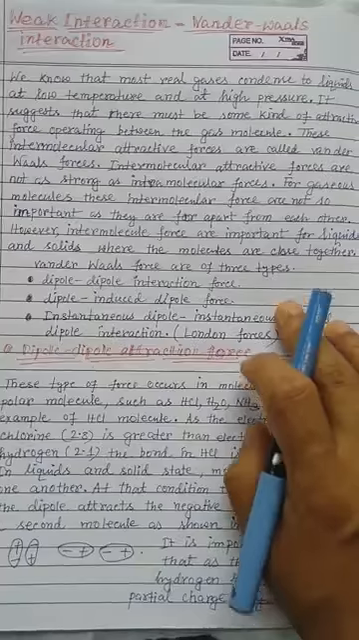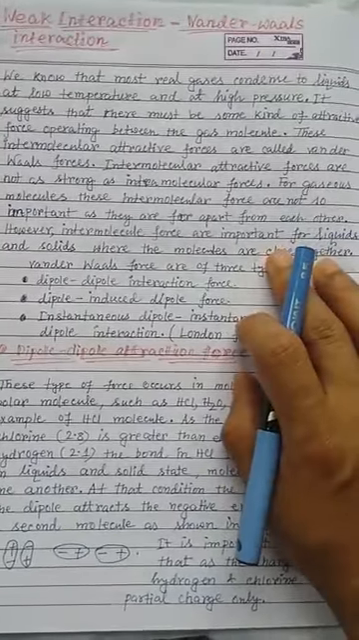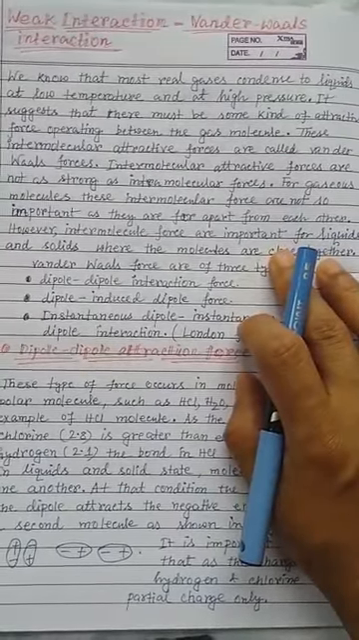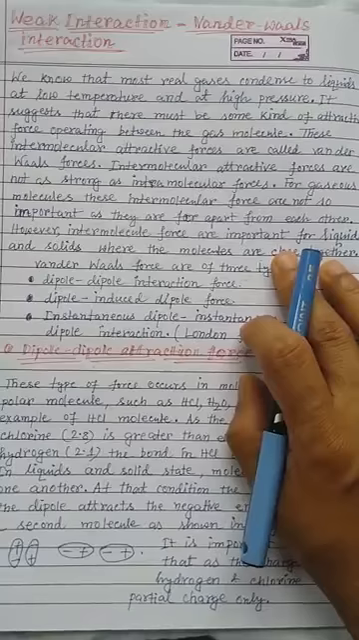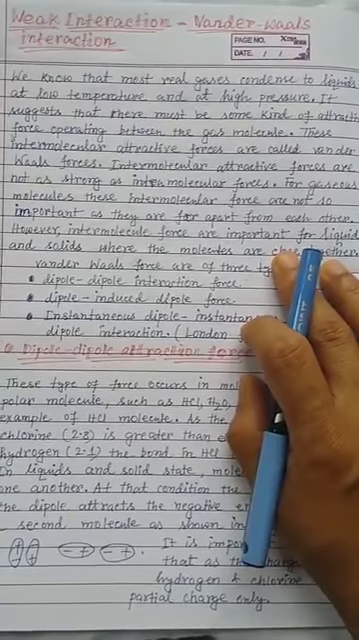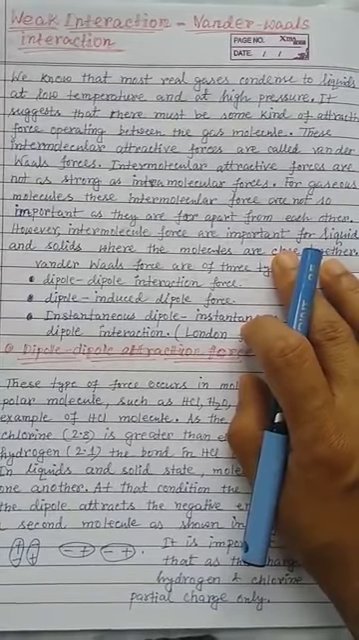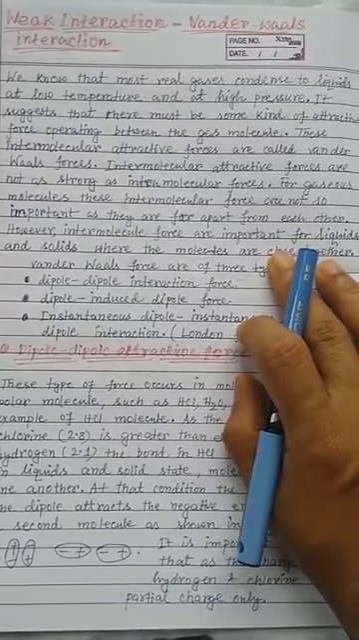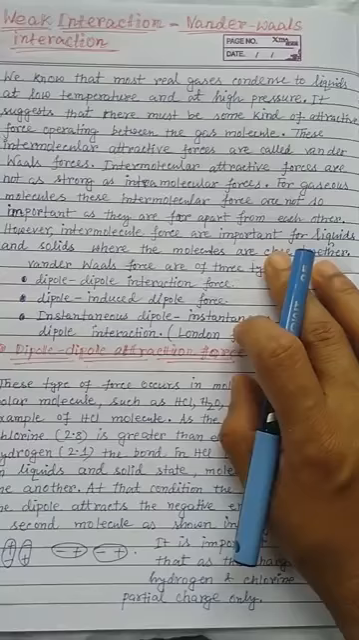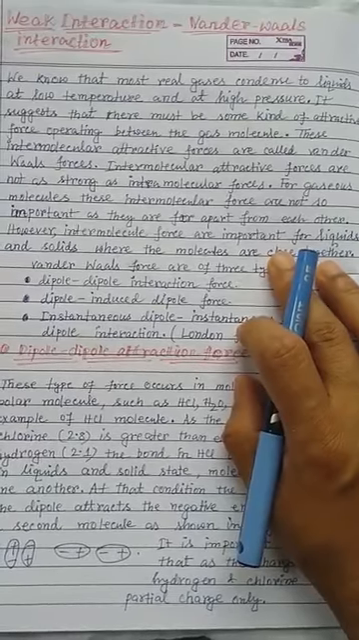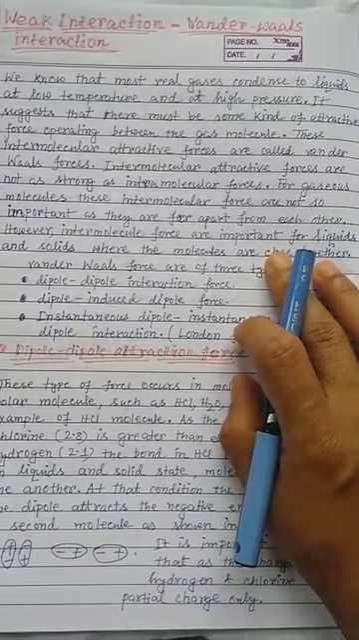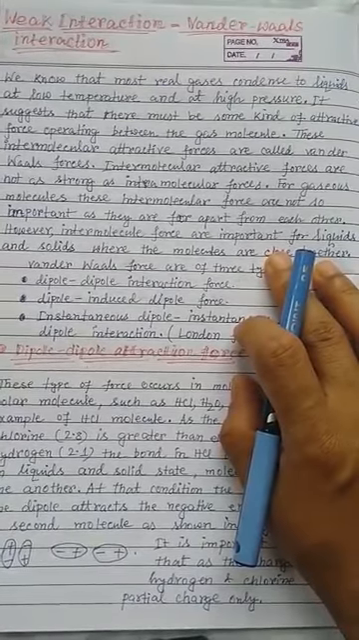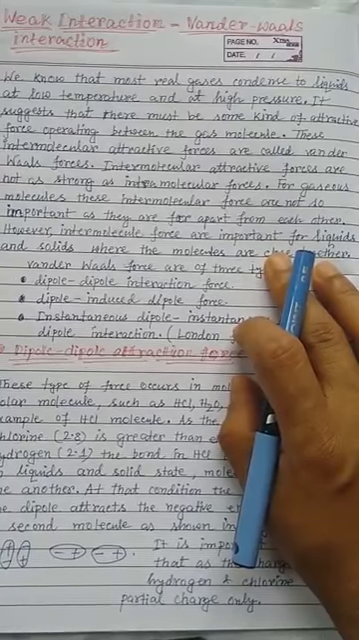We know that most real gases condense to the liquid phase at very low temperature and when the pressure becomes very high. It suggests that there must be some kind of attractive force operating between the gas molecules, and these intermolecular attractive forces are called van der Waals forces. Intermolecular attraction forces operate between two different molecules.